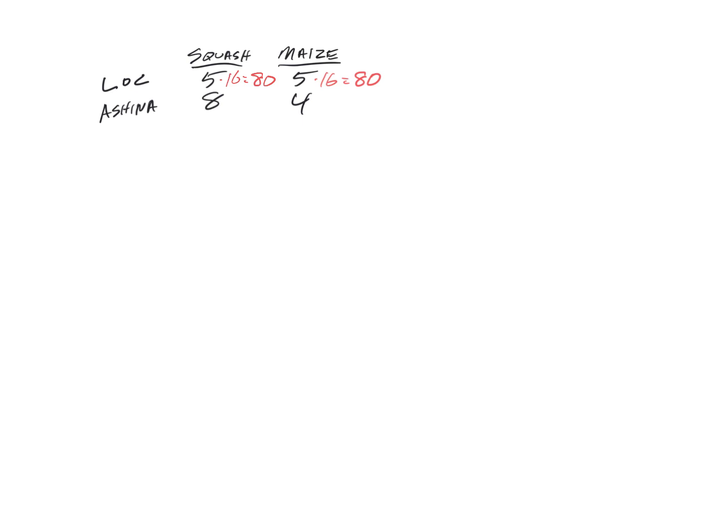Ashina, same thing, multiply it by 16. 8 times 16 is 128. And 4 times 16 is 64. So that's what we want to graph. So here we go. And this will be Locke's graph.